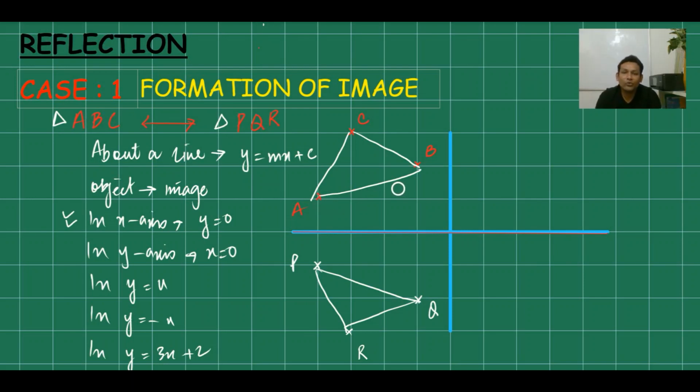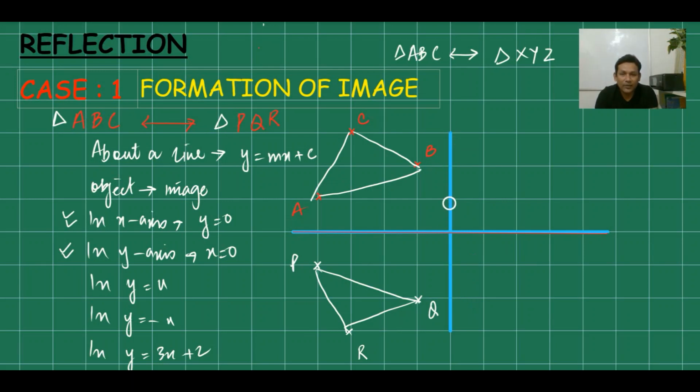Now I want to do the reflection in the y-axis. The y-axis means x equals 0, and this is your mirror line. In this case, triangle ABC is mapped onto a triangle other than PQR, something else like XYZ, by reflection in the y-axis. So I have to mark this: this is the mirror line.